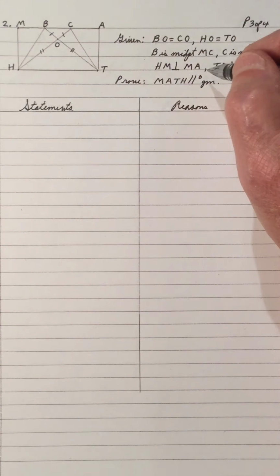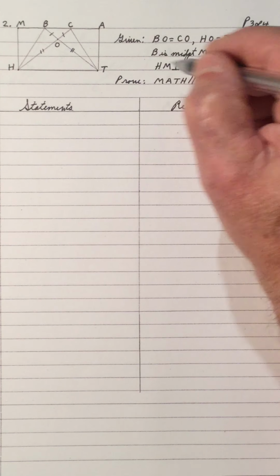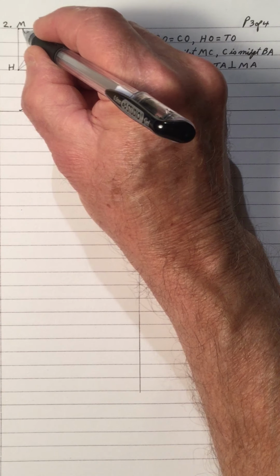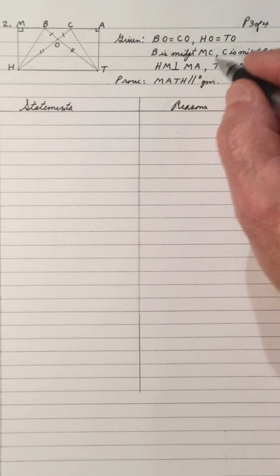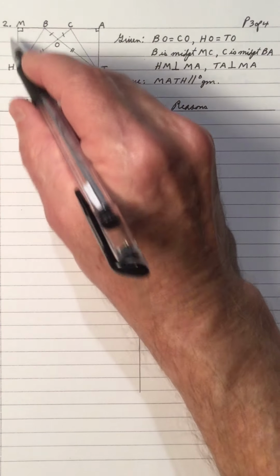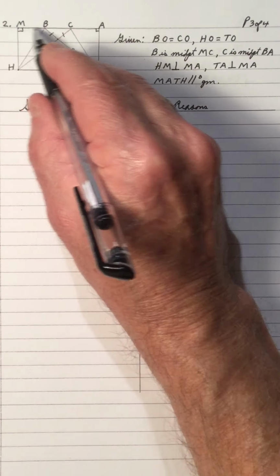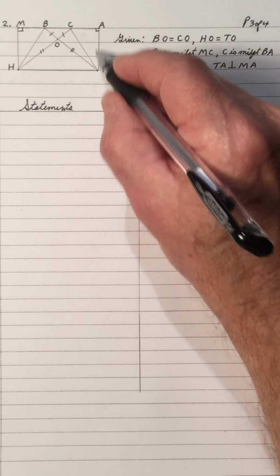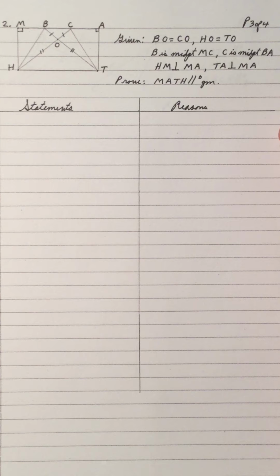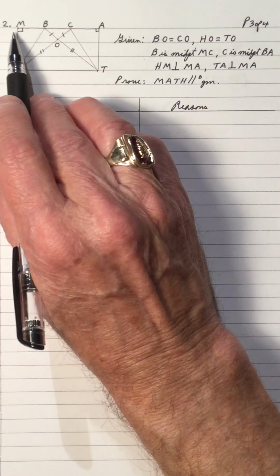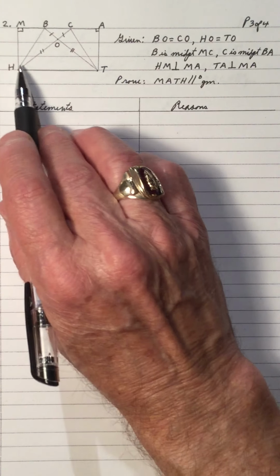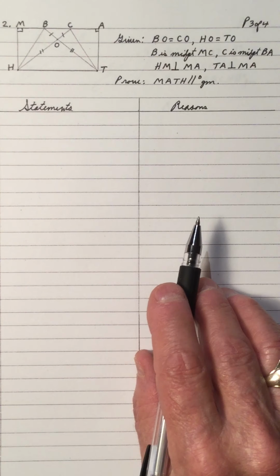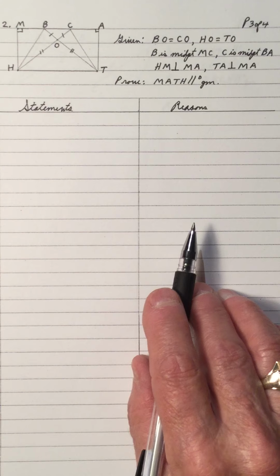And we have perpendiculars. MC is perpendicular to MA, so that's a perpendicular there. And that's a perpendicular there that's given. So HM is perpendicular to MA. And TA is perpendicular to MA, so they're perpendiculars. So with all that information, we have to prove that MATH is a parallelogram. So we have to put it all together.